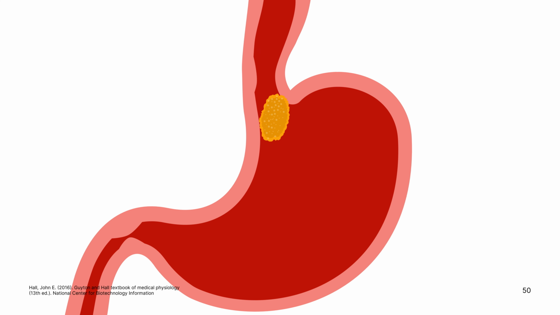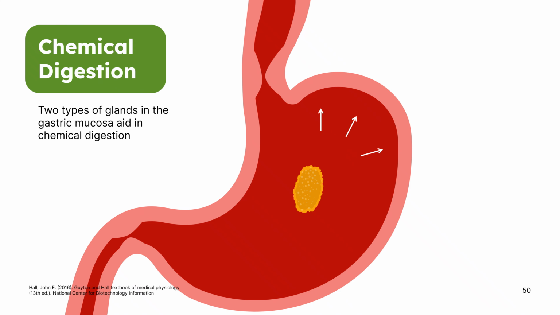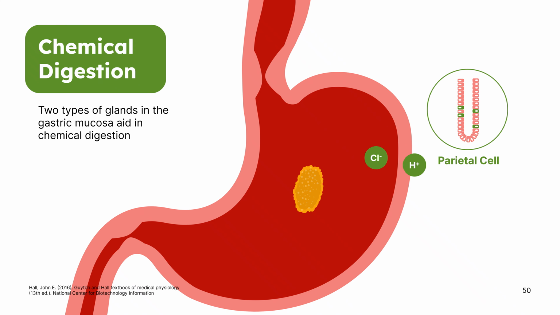As food enters the stomach, chemical digestion starts with the help of secretions from 2 specialized cell types in the gastric mucosa. Parietal cells secrete hydrochloric acid, which lowers the stomach's pH to create an acidic environment. This acidity helps break down proteins, activates enzymes, and kills potential pathogens.